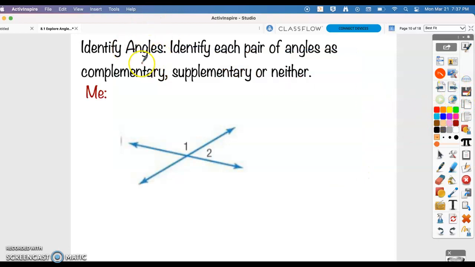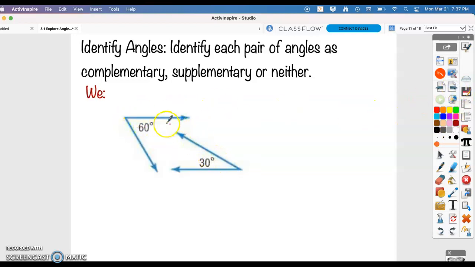So what we're going to do is first identify whether something's complementary, supplementary, or neither. If I'm looking at angle 1 and angle 2 together, you can see that if you put those two together, it forms a straight line, which would be supplementary. Angle 1 and angle 2 form a straight line.